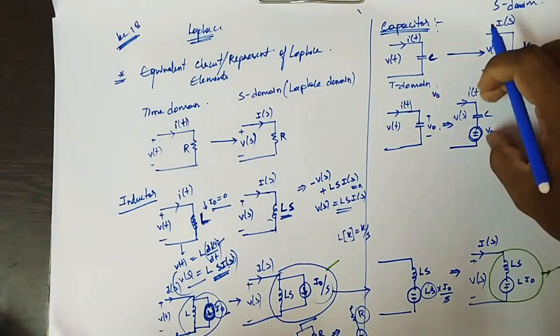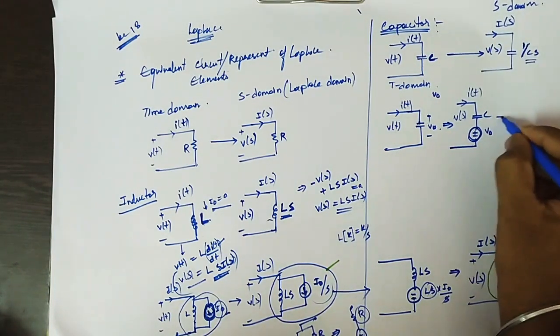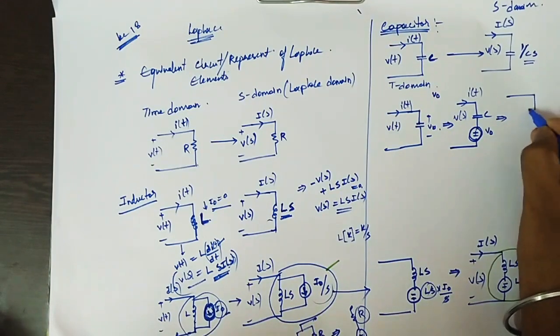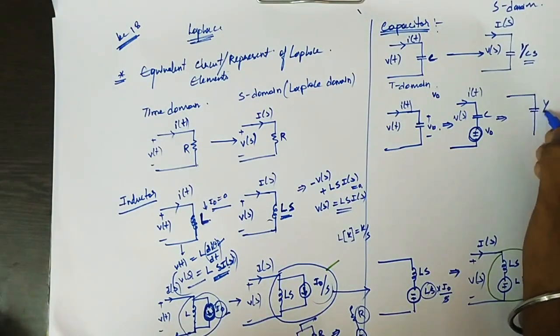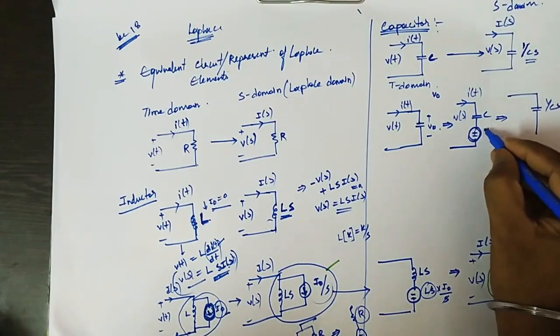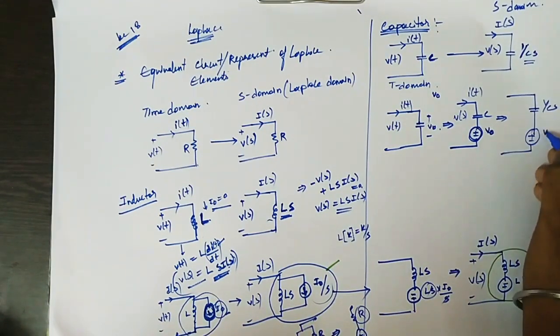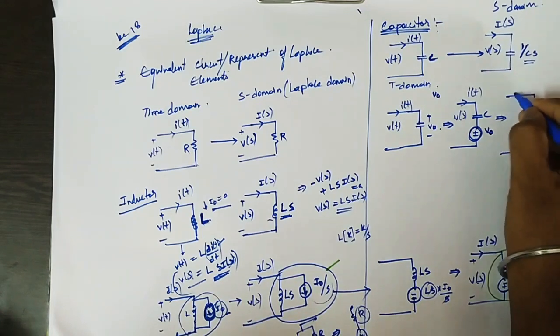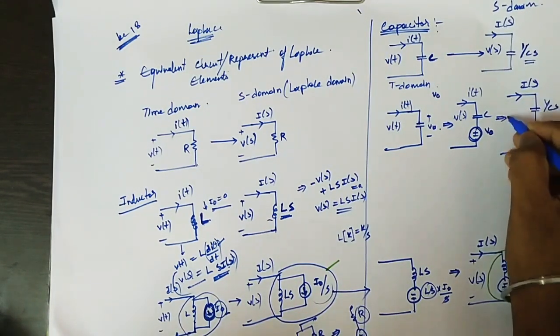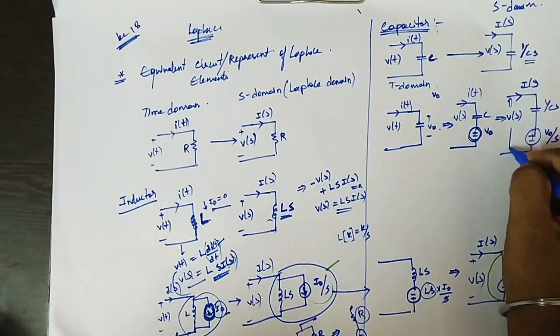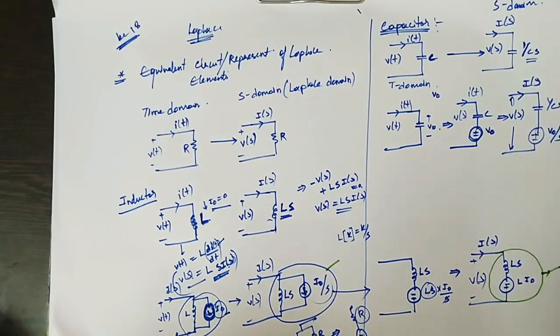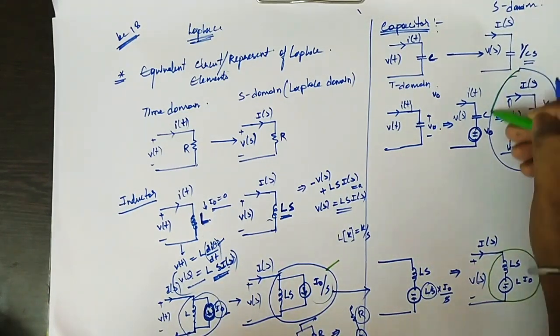So if you want to transform this to Laplace domain, simply what you'll do, the capacitor will be represented by 1 by Cs this way. So this is also a constant value. So this voltage source will be represented by V naught by S, and similarly I of S and V of S. So this is about the capacitor. So finally, these are the two main items.